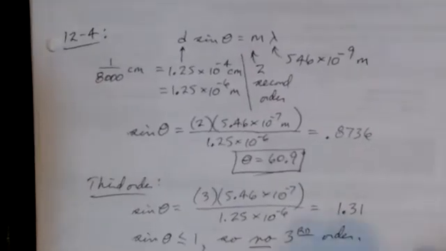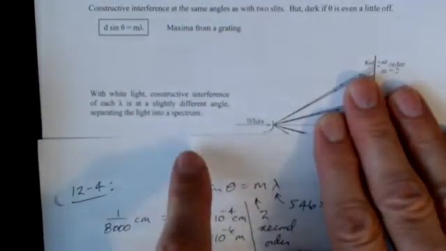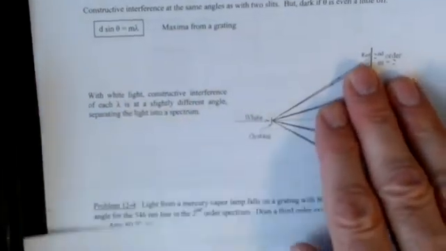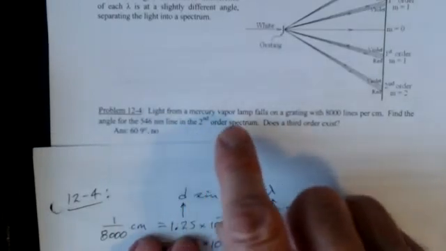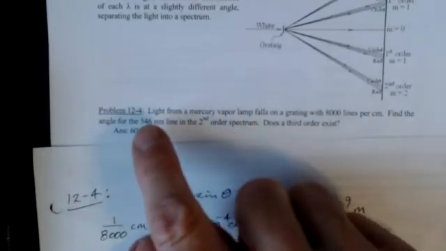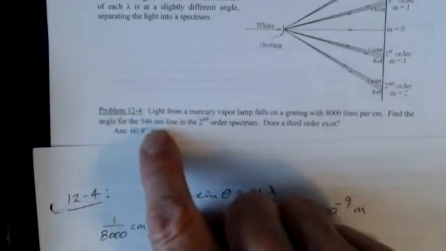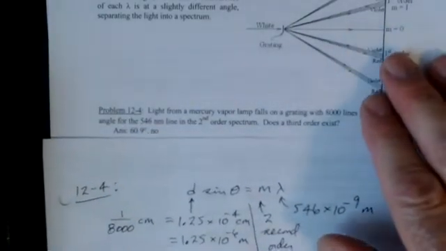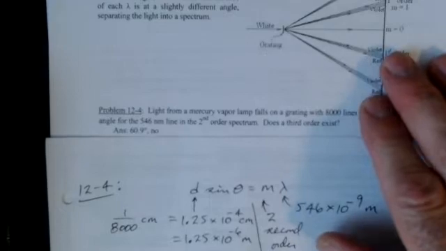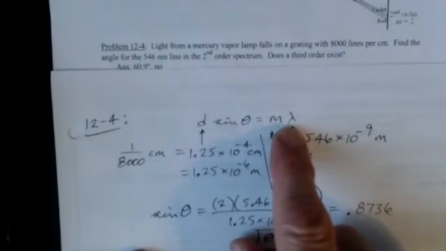So the maxima, like it says up here, are where d sine theta equals m lambda. So the question says, let's see. Well, I guess it doesn't actually use the word maximum, but where the line is located is where you're getting constructive interference. Everywhere else, the screen is dark. So the maxima are here.